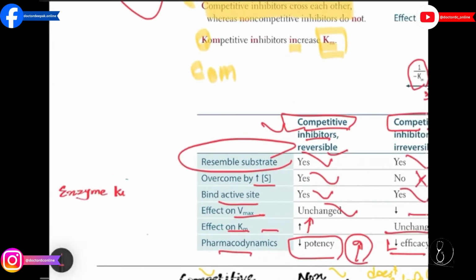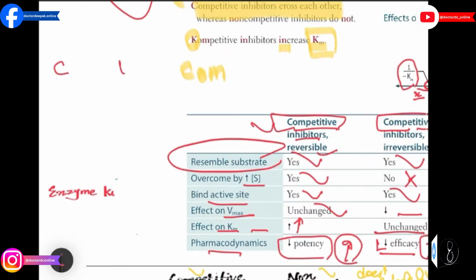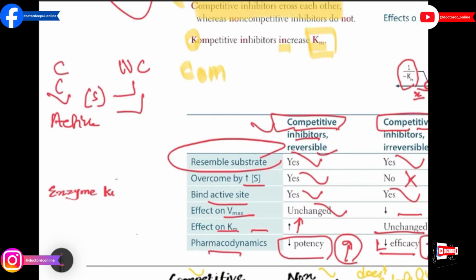But I want to make a difference again between the competitive and non-competitive. The competitive is similar to the substrate, and the non-competitive is not. The competitive binds with the active site, and the non-competitive does not. And it can be overcome with substrate concentration, but the non-competitive cannot.